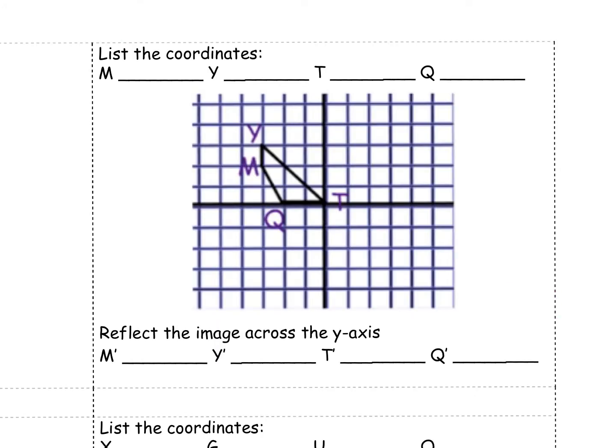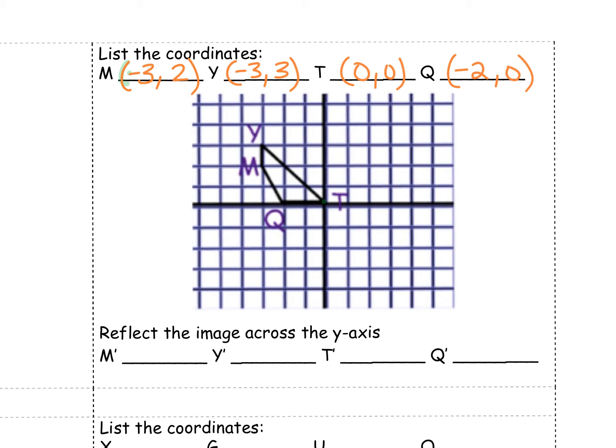So just like yesterday, we first need to start by identifying our coordinates of the original shape. So when I look here, M, from my origin, it's over 3, so it's negative 3. And then it's up 2. So my M coordinate is negative 3, 2. My Y coordinate is negative 3, 3. T is on the origin at 0, 0. And Q is at negative 2, 0. So I have my original ordered pairs.